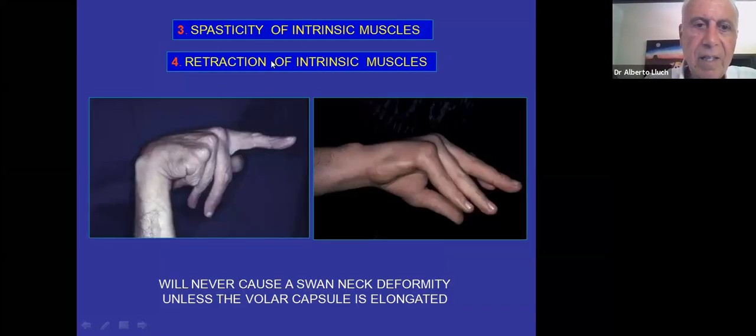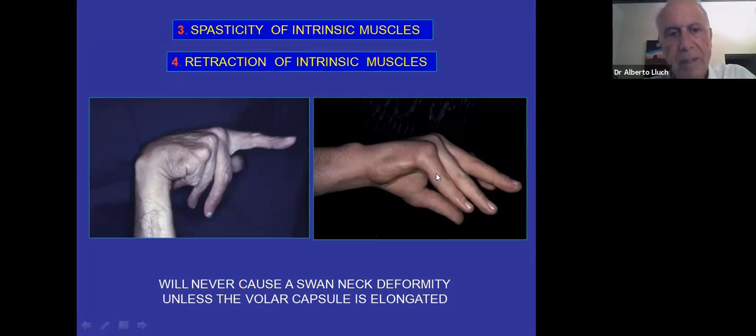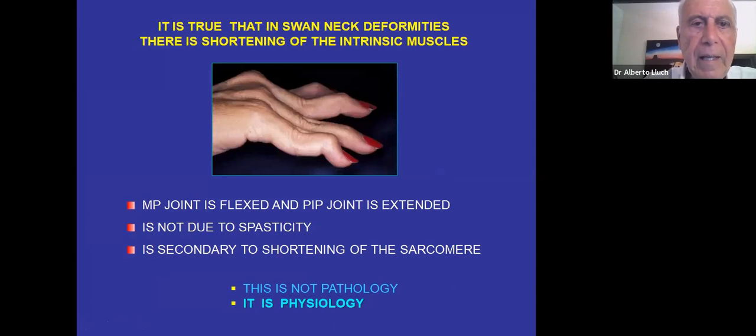Spasticity, like here, or retraction of intrinsic muscles from fibrosis, will never cause a swan neck deformity unless the volar capsule of the finger is elongated. If the volar capsule is not elongated, which is the most common thing in normal people, you will never see a swan neck deformity. What is true is that in swan neck deformities, there is a shortening of the intrinsic muscles. This is no doubt about it.